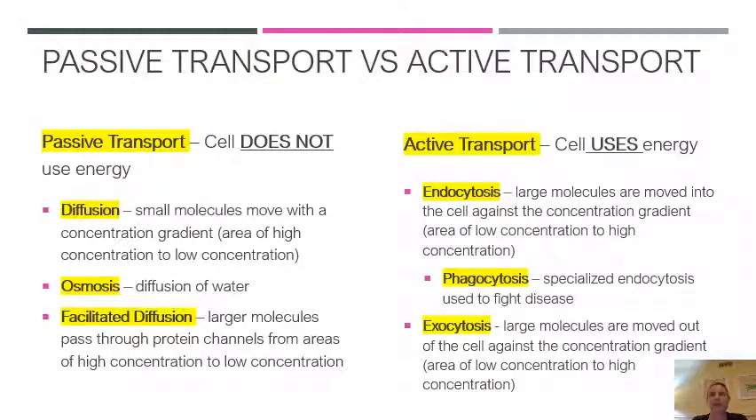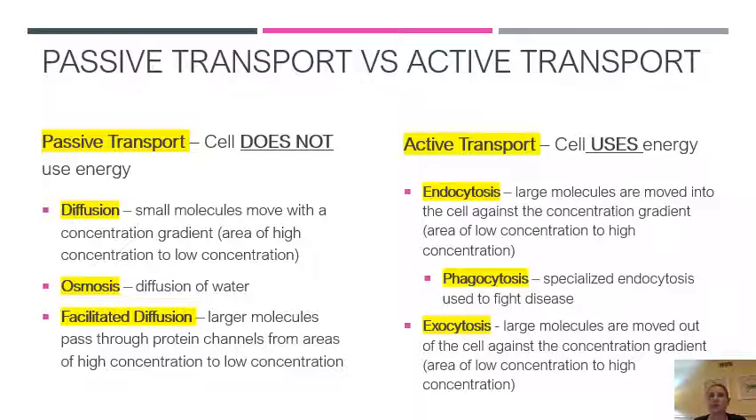For passive transport, we have 3 kinds. We have diffusion, osmosis, and facilitated diffusion. So diffusion, small molecules just move back and forth with a concentration gradient. What that means is it moves from an area of high concentration, lots of particles, to an area of low concentration, okay, because it's trying to spread itself out. Osmosis, that's just a special word that we use for the diffusion of water.